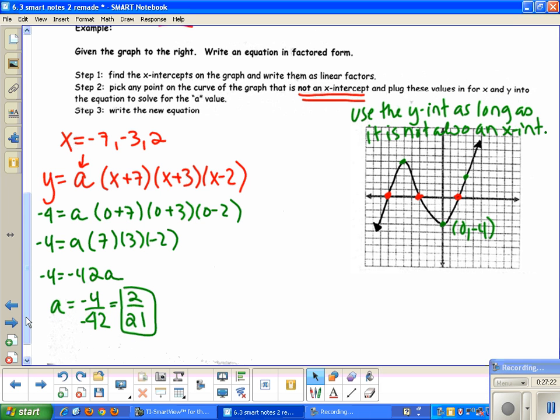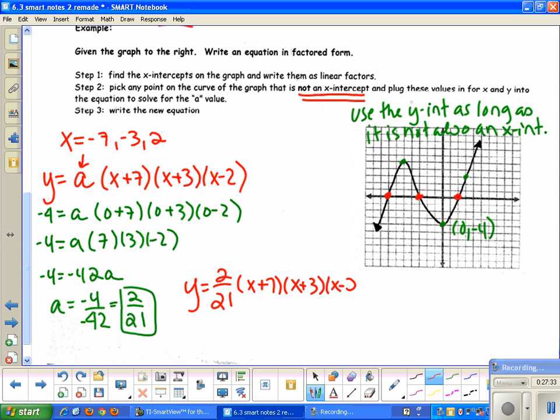So then my equation would be y equals 2 over 21 times x plus 7 times x plus 3 times x minus 2, and then you could plug it into your y equals to see that your graph looks similar to this graph. It might not be quite exact because I graphed it by hand, but it should look similar to this.